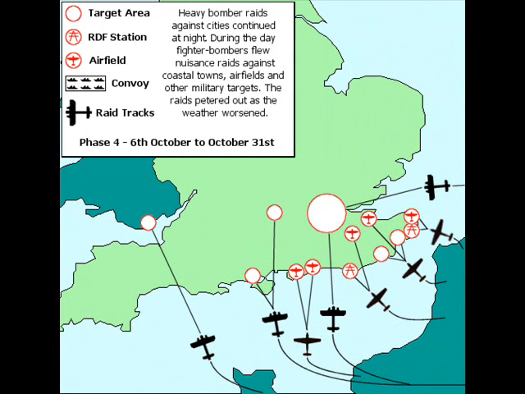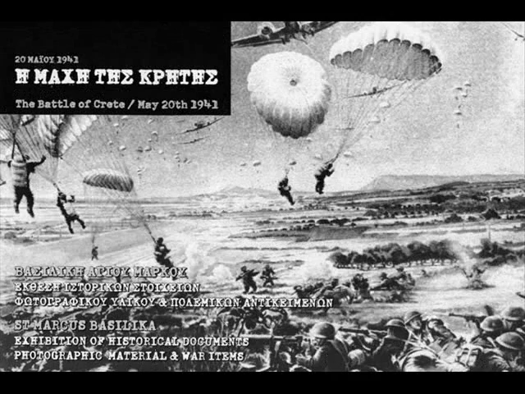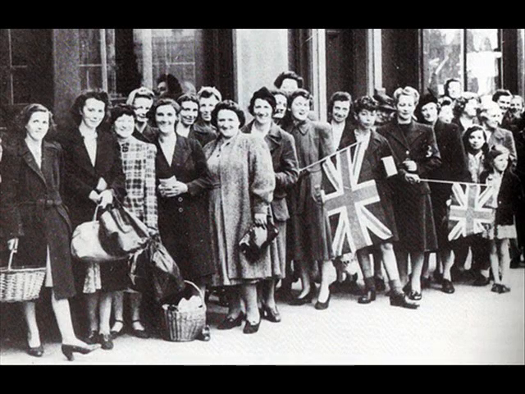As summer ran into October, the German day bomber losses became very large. This forced the bombers to only operate at night. Germans' losses began to rise in number and the weather began to worsen. Hitler's attention became more focused on the upcoming invasion of Russia, and he was forced to postpone Operation Sea Lion, causing the raids to stop in late October.